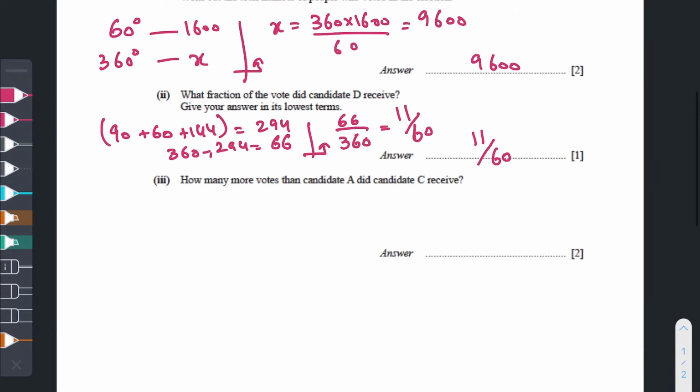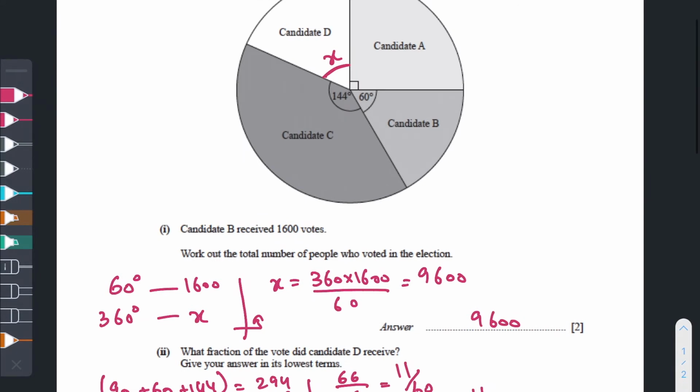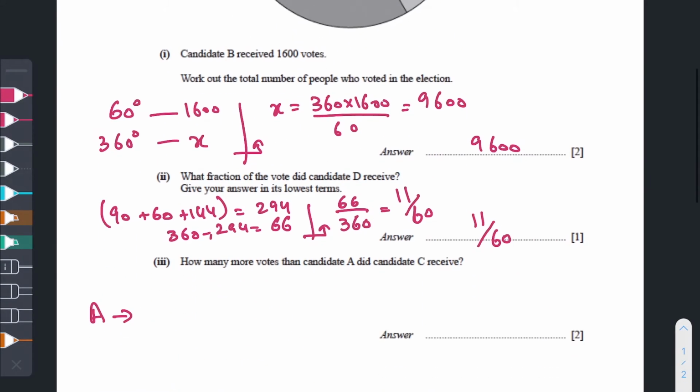The next part says how many more votes than candidate A did candidate C receive? Now, first of all, in order to find how many more votes, we need to find how many total votes candidate A received. So candidate A has a total angle of 90 degrees. What we can do to make things simpler is you do 90 over 360 multiplied by the total number of voters. When you do 90 divided by 360 and multiply this by 9600, you get 2400 voters.